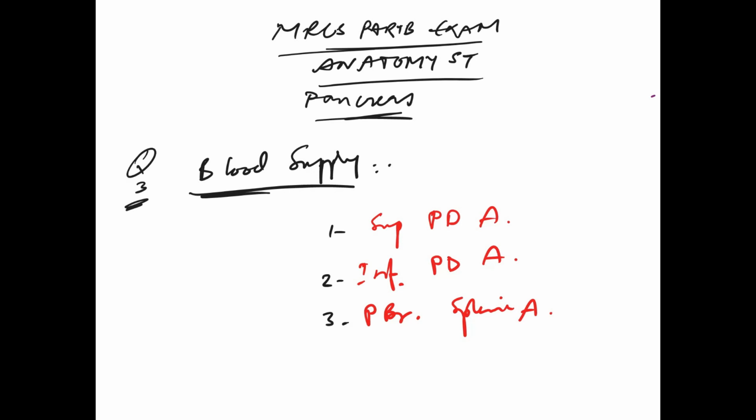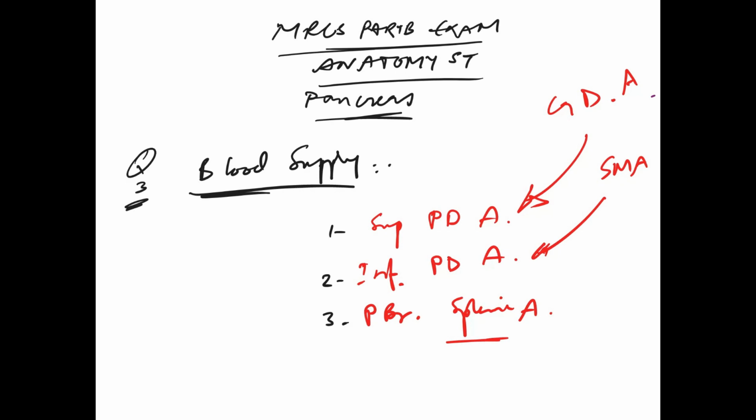You want to mention that the blood supply of the pancreas is coming from, number 1, the superior pancreatico-duodenal artery, which is coming from the gastroduodenal artery. The second source is the inferior pancreatico-duodenal artery, which is coming from the superior mesenteric artery, and the pancreatic branches are coming from the splenic artery. This way you are going to get the full mark for this question.